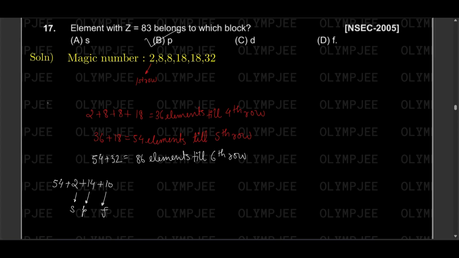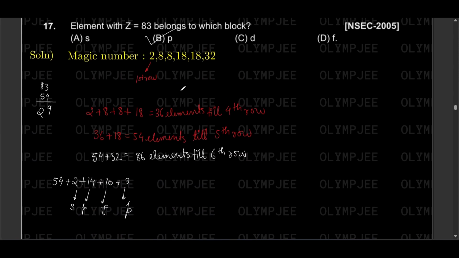And 83 minus 54 is equal to 29 electrons. And we have used 26 electrons, so there would be 3 electrons. So it would belong to P orbital, right? So it belongs to P block. So the answer is B. This was a nice question. You must remember the magic number.